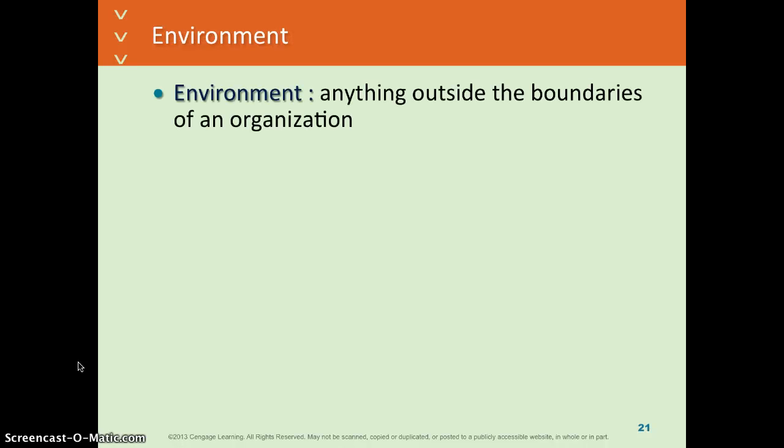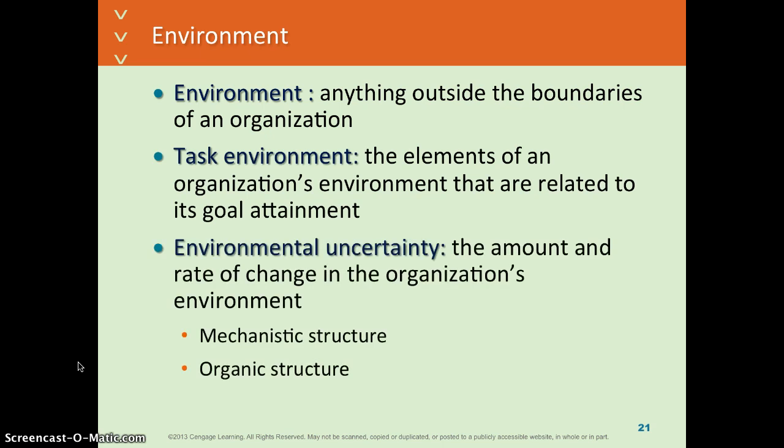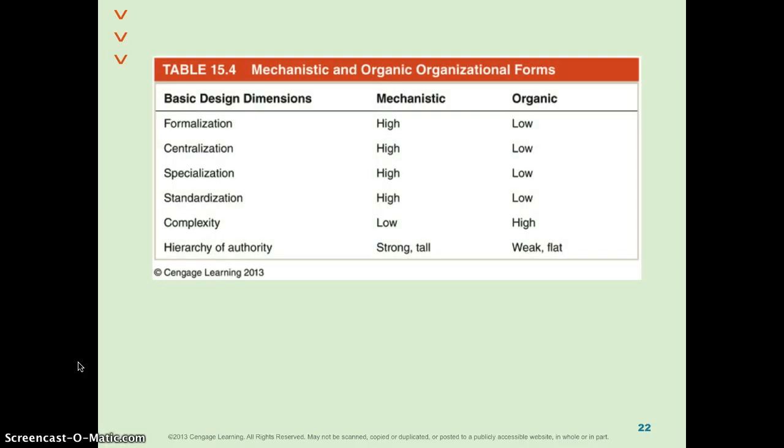Environment. It's anything outside the boundaries of the organization. Task environment. Elements that are related to that goal attainment, like stakeholders, unions, are usually part of that task environment. And environmental uncertainty. Depending on the uncertainty of your environment, you may lean towards a mechanistic structure or organic. Mechanistic is much more structured, where organic is much more fluid. And how these basic dimensions are illustrated in this chart reinforces that thought.